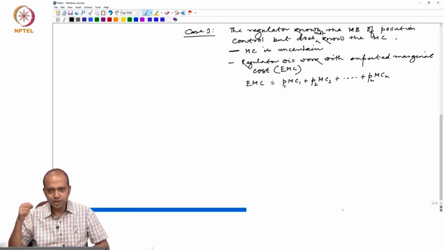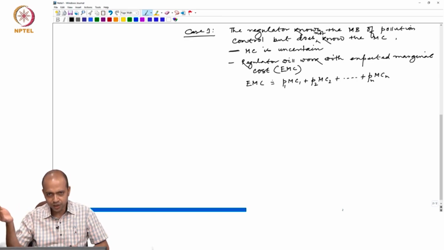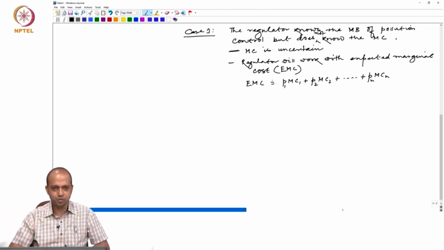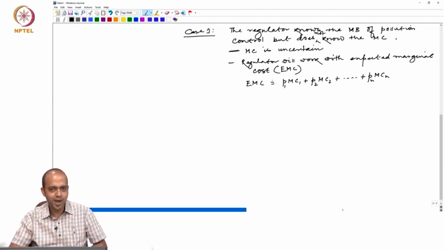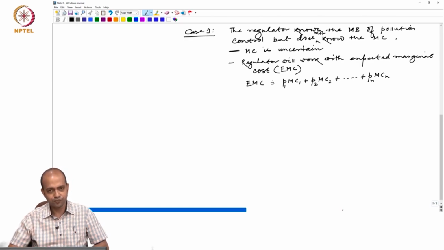How is the probability defined? It is basically a fraction, a ratio. Out of a total of 100 firms, how many firms have MC like MC1? This is some kind of rough approximation that the regulator calculates about the expected marginal cost.